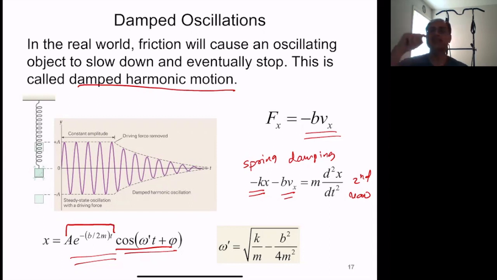So as t increases, e to the power of minus something times t gets smaller and smaller. And so you can see that the amplitude will gradually get smaller and smaller. And that's what you can see happening over here. The amplitude is getting smaller and smaller, and eventually the oscillation dies down. So it keeps on oscillating, but with a smaller and smaller amplitude. And then the oscillation dies down. So that is damped oscillations.